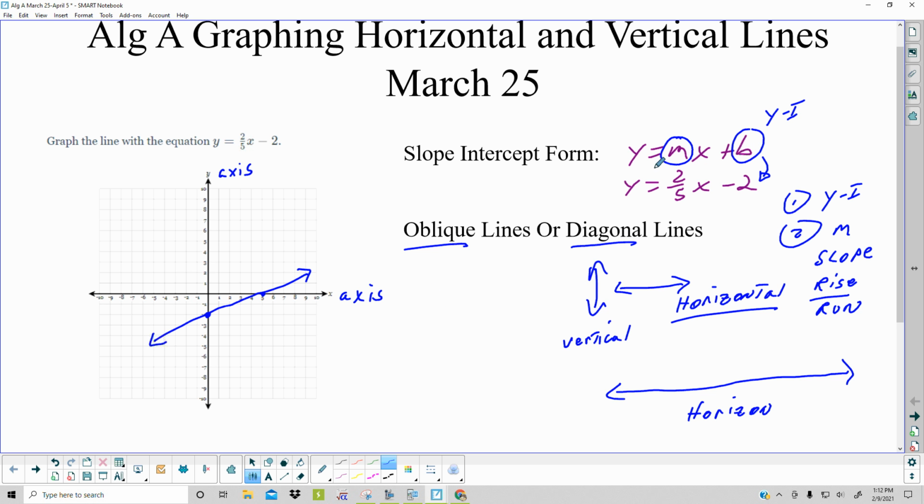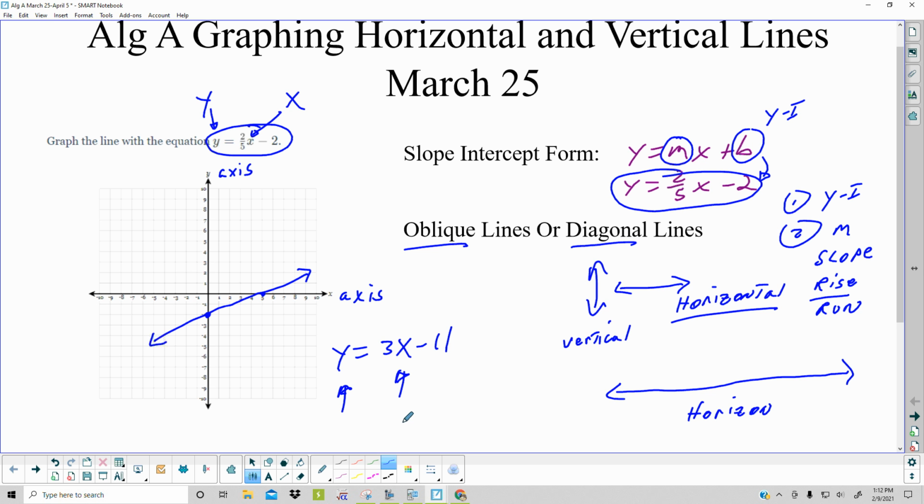Couple things to point out. When you look at this equation, it has a y variable and an x variable. When you have an equation for a line that has an x and a y, it will cross both the x-axis and the y-axis. It'll cross both axes because you have both letters. Let me try and say that again. If I gave you y is equal to 3x minus 11, this has a y and it has an x. So it will cross both axes.